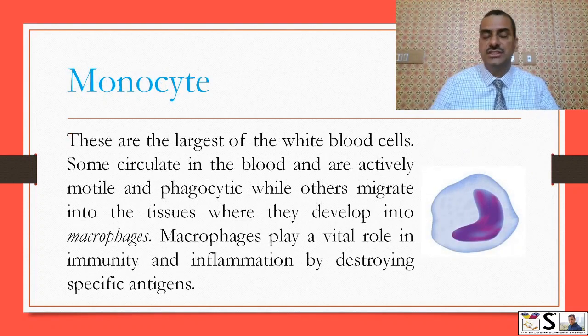Monocytes. This is an agranulocyte. These are the largest white blood cells. Some circulate in the blood and are actively motile and phagocytic, while some migrate into the tissue where they develop into macrophages. Macrophages play a vital role in immunity and inflammation by destroying the specific antigens.